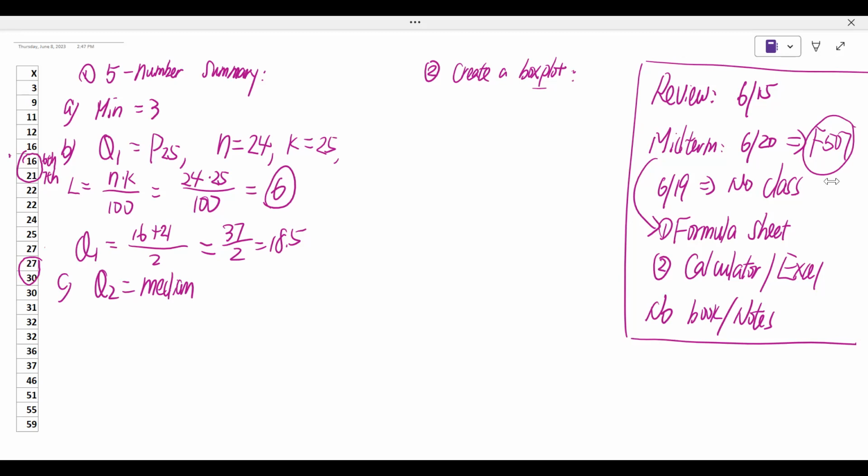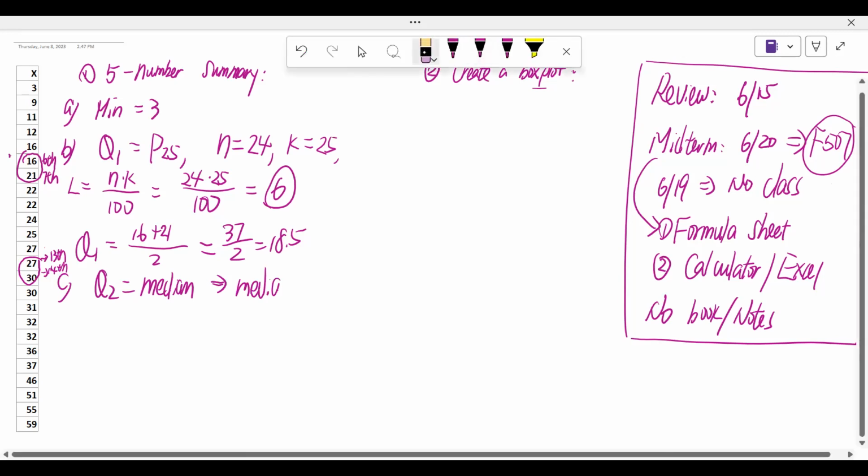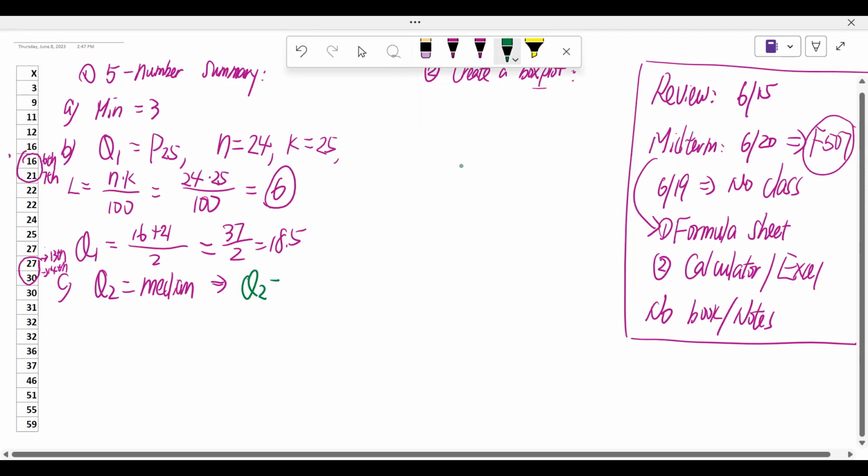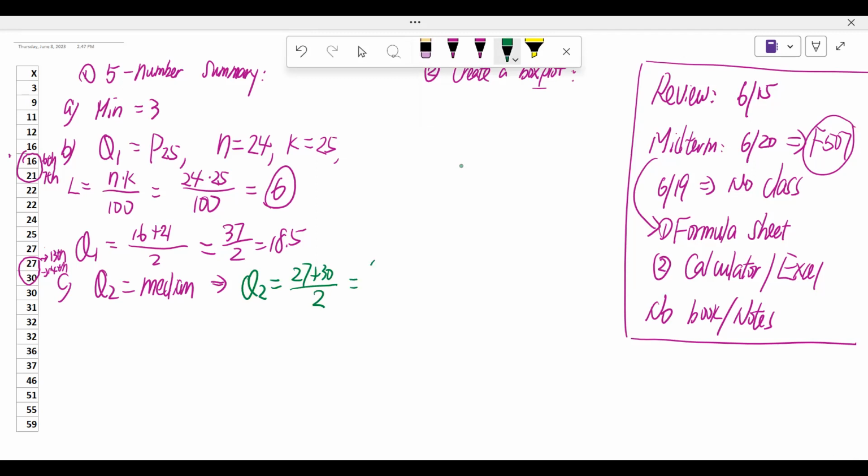Yes, it will be the 13th number and then the 14th. I found the mean by accident. We're using median, but it's okay. So the median here will be the average of those two. So quartile 2 is equal to the average of those two numbers, which is the value. We use a different color. So quartile 2 equals 27 plus 30, over 2. This is 57 over 2. 57 over 2 is 28.5. Yeah, very good.